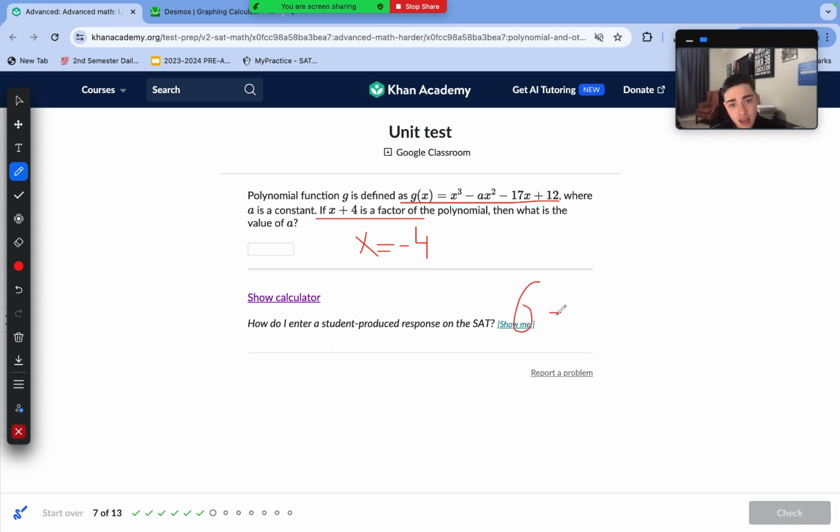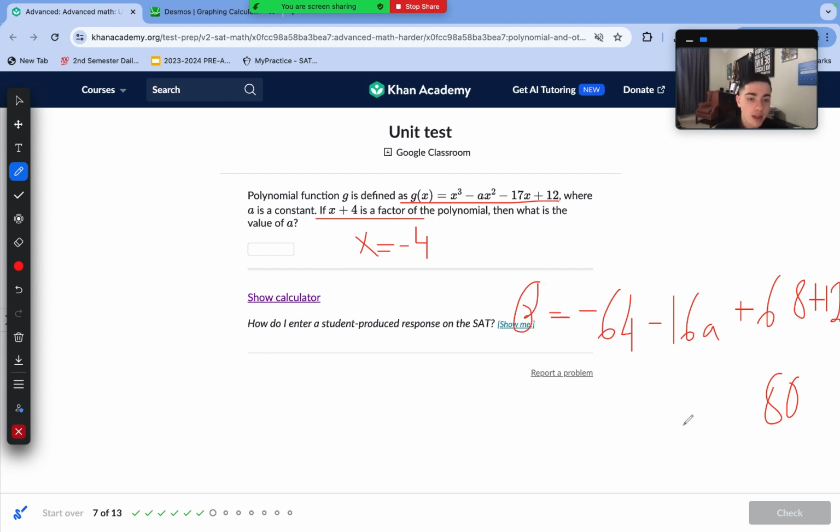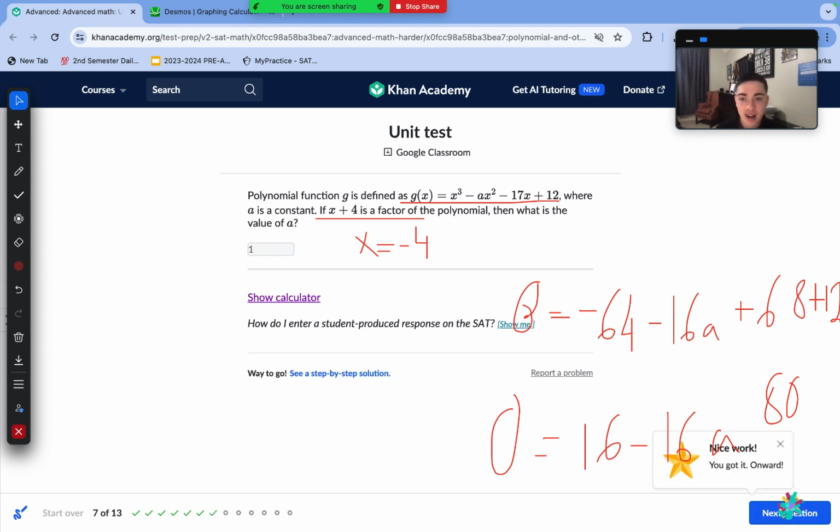So then 0 equals negative 64 minus a times 16, so minus 16a plus 68 plus 12. Now we can just solve this for a. 68 plus 12 is 80. Negative 64 plus 80 is 16. So now we are left with 16 minus 16a equals 0. If you don't notice right now, you can see that if a equals 1, then that does indeed equal 0. So the value of a is just 1.